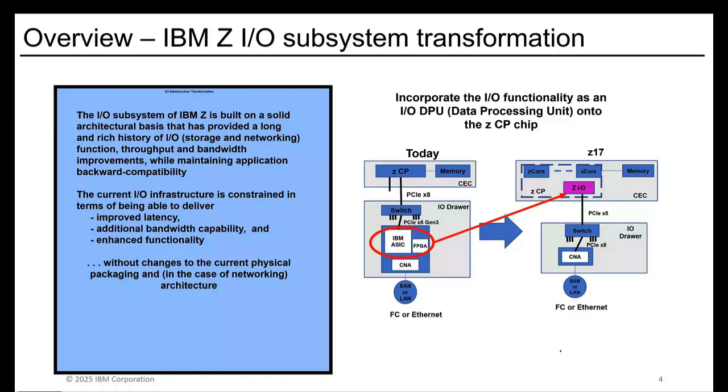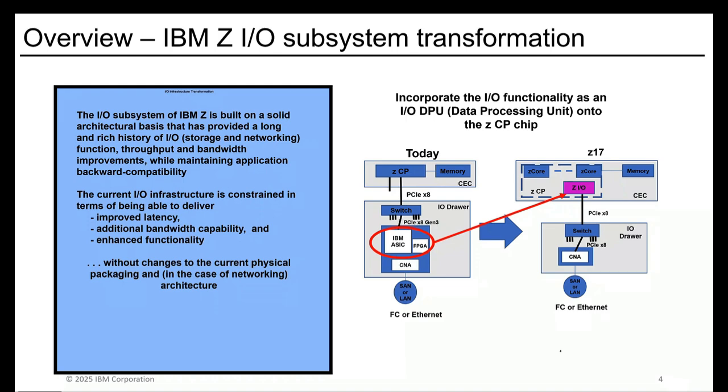We were running into limitations with the system architecture. And without some changes to the current physical packaging and network architecture, those changes were not going to be possible. And on the right there, you'll see we have a very high-level drawing of what we have today.